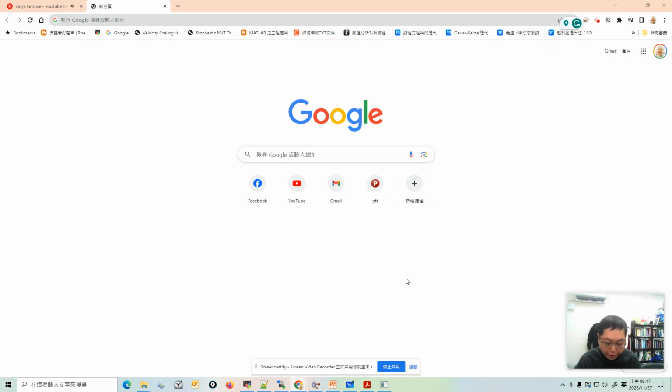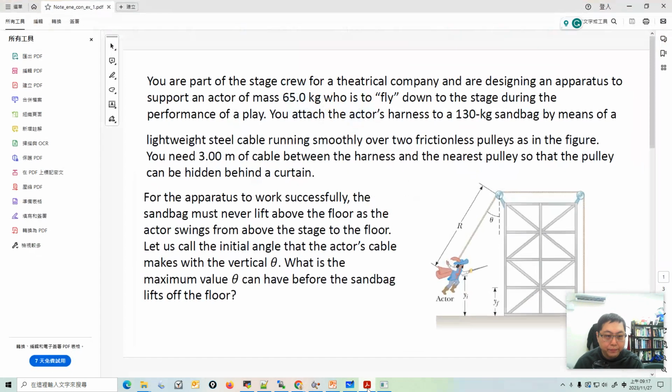Okay, hello everyone. In this video I'm going to show you an example of mechanical energy conservation. We will use mechanical energy conservation to analyze some problems. This is an example from our textbook.